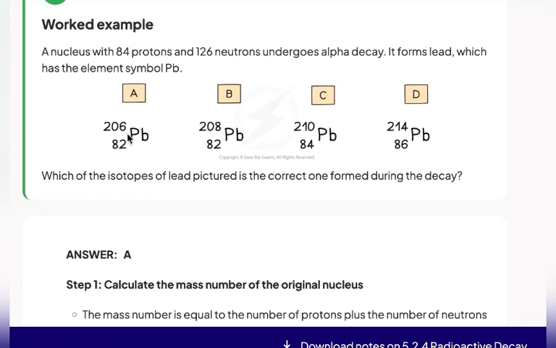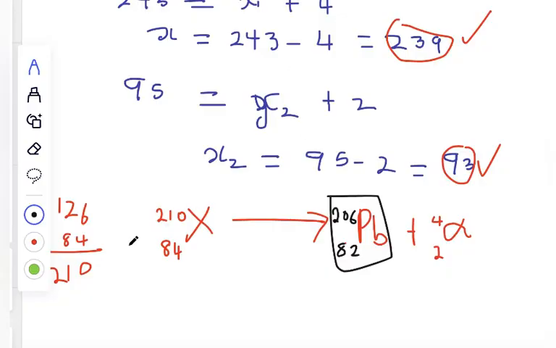So this and these are completely wrong. They are out of it. The answer is simply this first one, 206 and 82, as we have shown or demonstrated in the calculation.